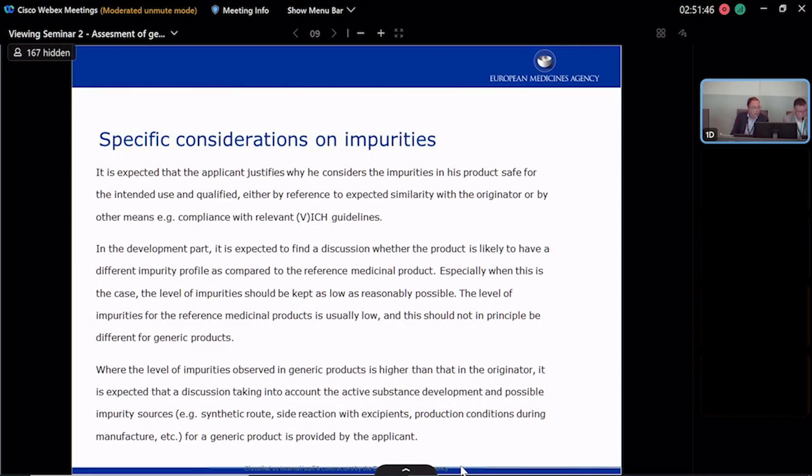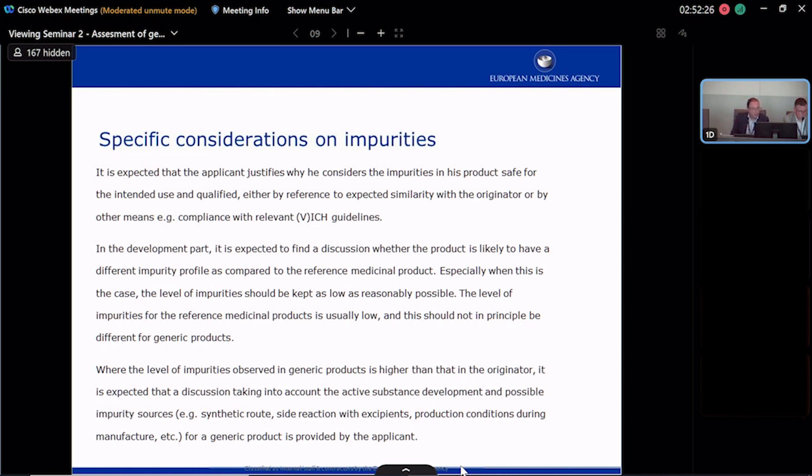guidelines. In the development part, it is expected to find a discussion of whether the product is likely to have a different impurity profile as compared to the reference medicinal product. Especially when this is the case, the level of impurity should be kept as low as reasonably possible. The level of impurity for the reference medicinal product is usually low, and this should not, in principle, be different for generic medicinal products.